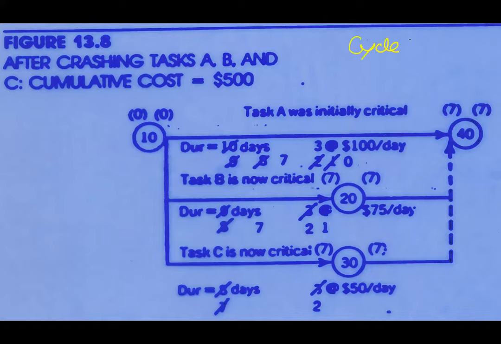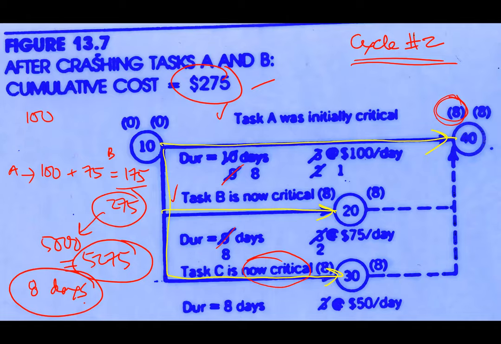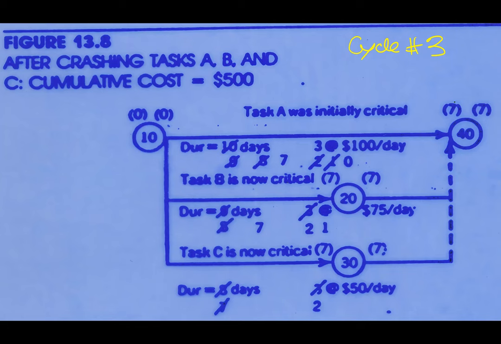So, the situation is that cycle number three. What if we want to reduce one more day from cycle number two? Meaning to say, we want the project to be completed in 7 days. So if you want to reduce one more day, remember A is critical, B also critical, and C also critical. Meaning to say, you have to reduce all the activities. Then only this number can be achieved. Otherwise, it cannot, from the calculation.